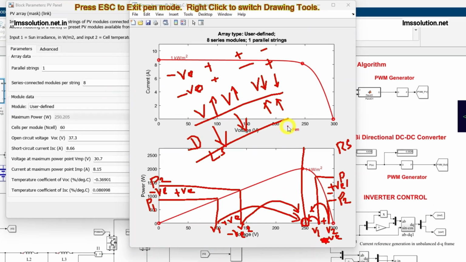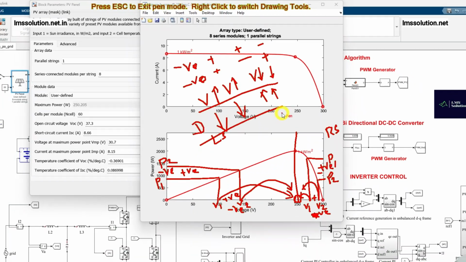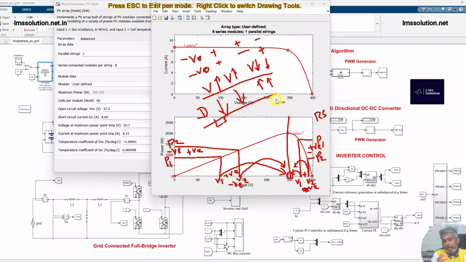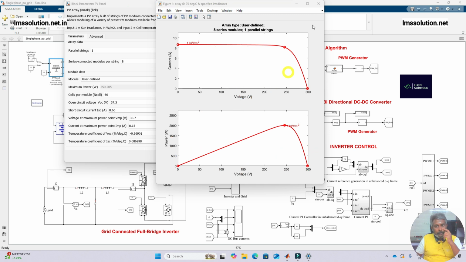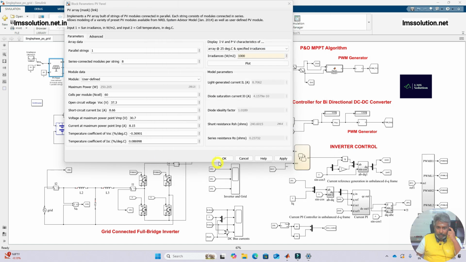So here we are going to implement the duty cycle concept only. So I'm going to proceed with the duty cycle concept. This is how that P&O MPPT works for extraction of peak power from the PV array. Okay, so now let's move on to the next part.